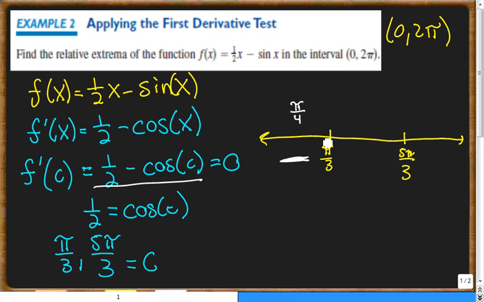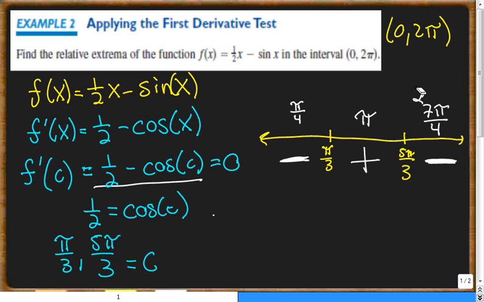Then we need to pick a number between pi over 3 and 5 pi over 3. Why don't we pick good old pi? It makes it easy. So the cosine of pi is -1, so this would be 1/2 minus -1, which will give us a positive. And then after 5 pi over 3, we could pick 7 pi over 4. Be consistent. These are the same, so they're the same cosine, so we're going to get a negative here.